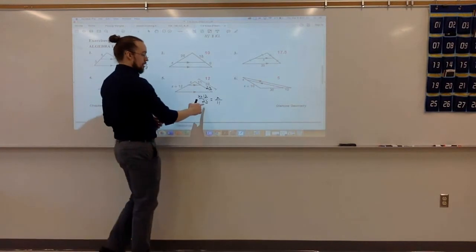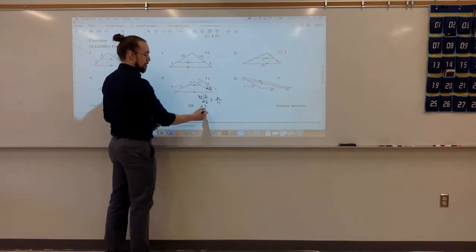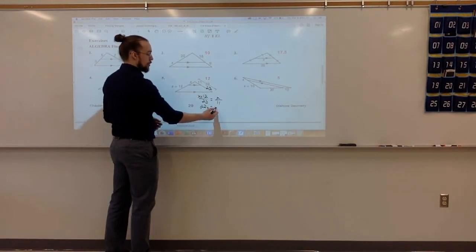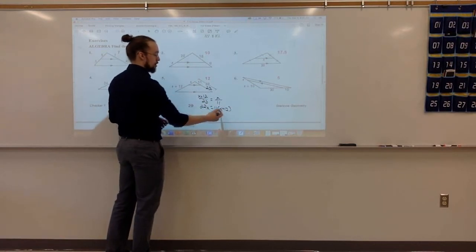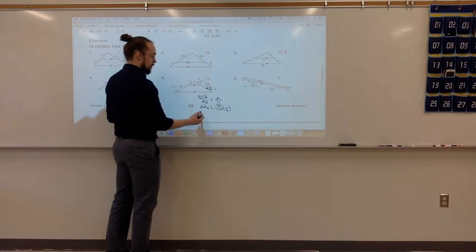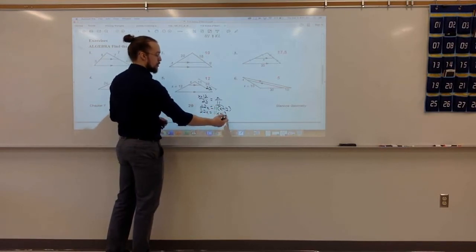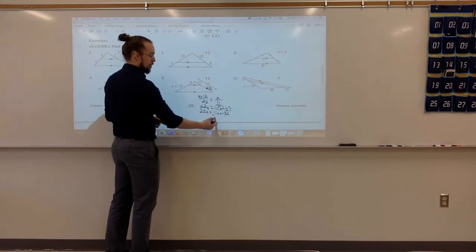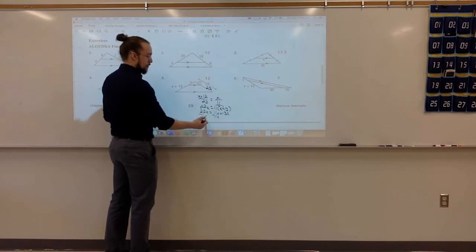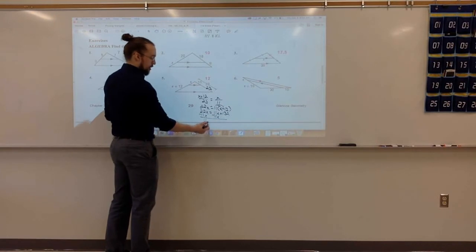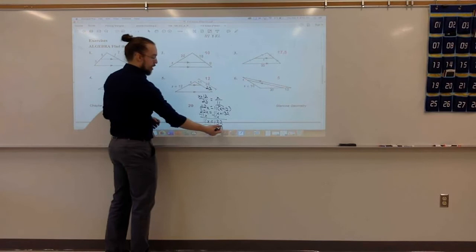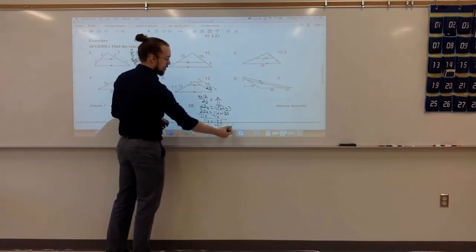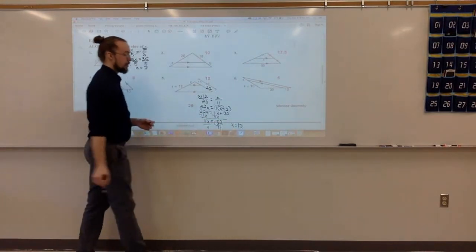Then cross multiply, so we'll have 22x equals 11 times x plus 12. Distribute the 11 through. We'll get 11x plus 132. Subtract the 11x over. And we'll be left with 11x equals 132. Divide by 11, and we'll get x equals 12.